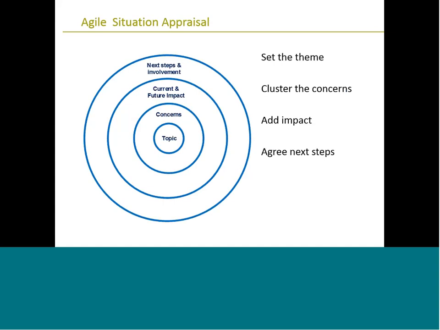What's important is that there are four main things to get done. In situation appraisal, we have to have the concerns, we have to have the priorities, we have to have the next steps and the involvement. And making sure that we keep those visible is absolutely vital.